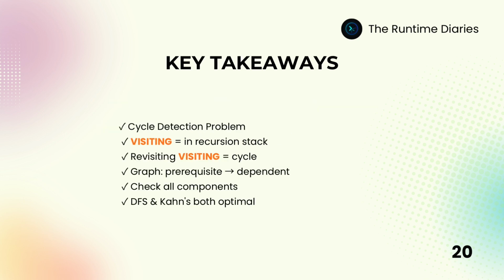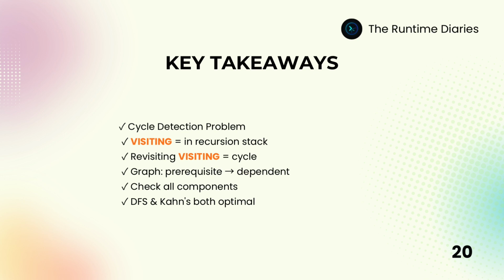Here's what I want you to remember from this problem. First, this is a cycle detection problem in a directed graph. Once you see it that way, the solution becomes clear. Second, the state visiting means the node is in your current recursion stack. It's part of the active path you're exploring. Third, revisiting a visiting node means you've found a cycle. That's the moment you return false.